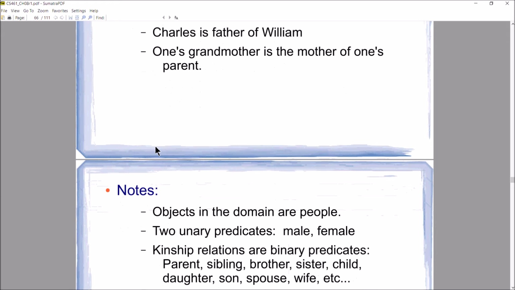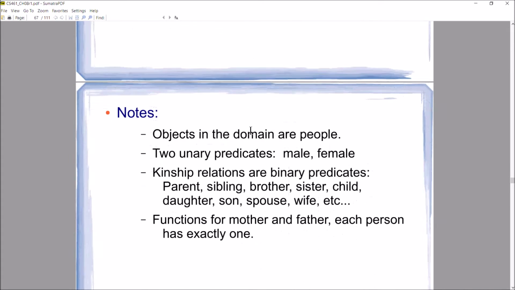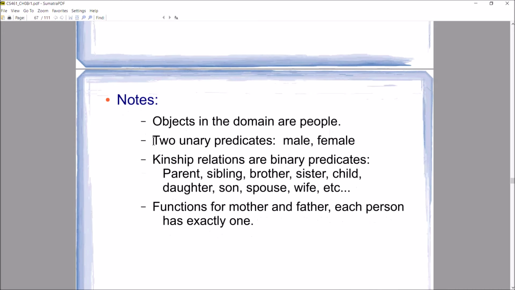Right? So let's note some things. The objects in this domain are people, and we've got a couple of unary predicates. We've got male and we've got female. Now, kinship relations are going to be binary, right? Someone is the parent of someone else. Someone is the sibling of someone else. Someone is the brother of someone else. Someone is the sister of someone else, and so on, right?